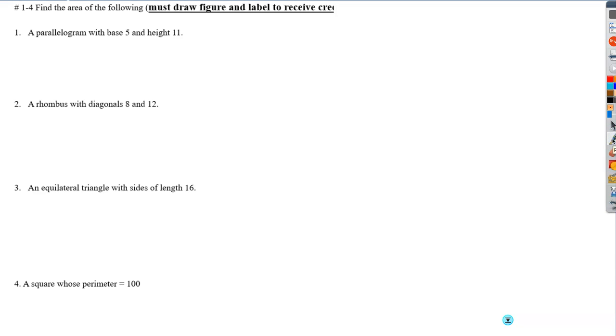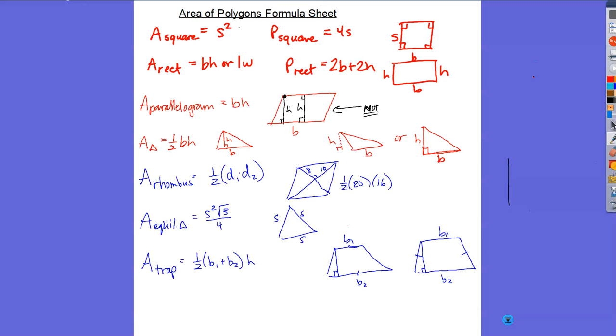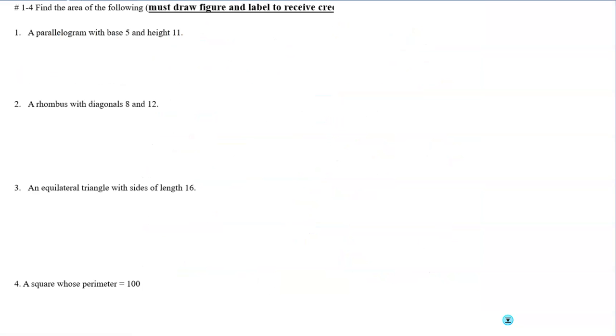All right, so let's talk about the review on area. Okay, you've got to know those formulas. So again, make sure that you've got those formulas nice and handy so that you can use them when you're studying. Okay, in the meantime, let's get going.